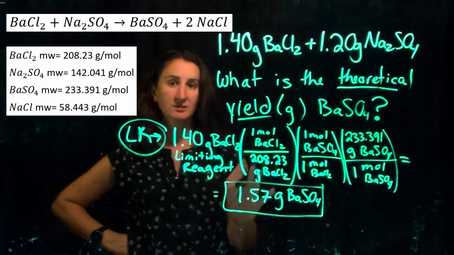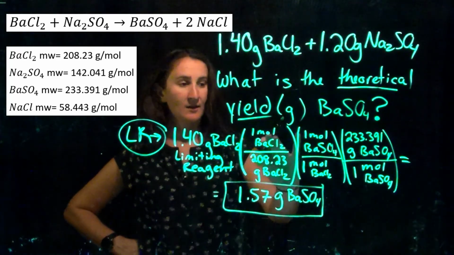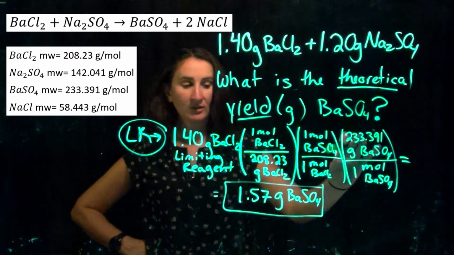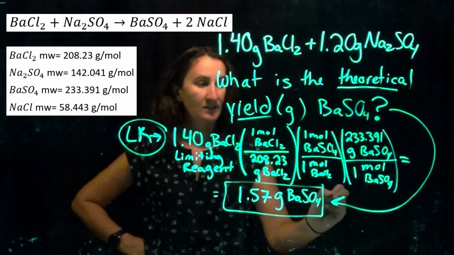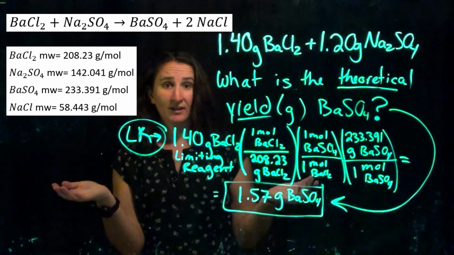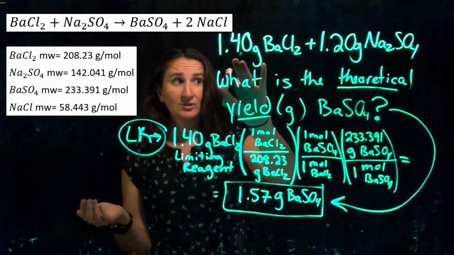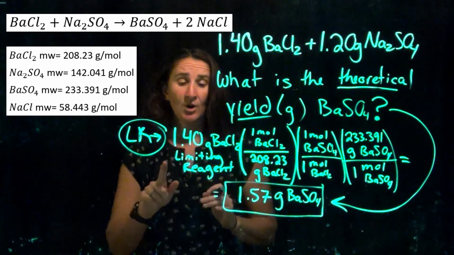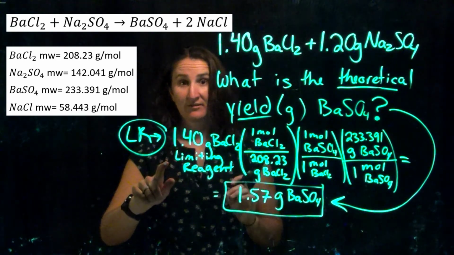All right, so what you should remember is that when you've got grams, you go grams to moles using molecular weight, moles to moles using the balanced chemical equation coefficients, moles to grams using molecular weight, to give us a final amount. This here is our theoretical yield of barium sulfate. And this, in a nutshell, is our theoretical yield problems. It's our limiting reagent problems. It's just when you have two different amounts of starting material, you're going to have to figure out which one is going to limit the reaction. And that is a limiting reagent problem.